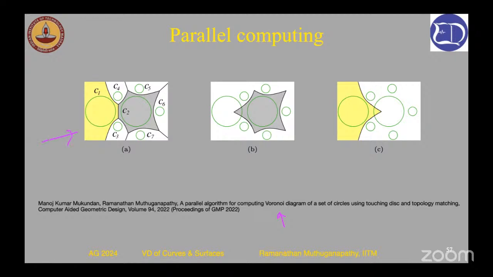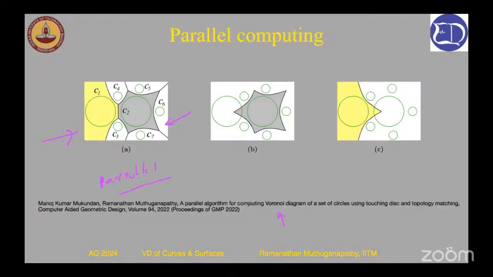So you can see that the Warnock cell of C1 and the Warnock cell of C2 are kind of disjoint. So that means that we could somehow leverage the idea of parallel computing. This is what we showed in this particular paper, which was published in GMP 2022, and you can probably get more details from there.